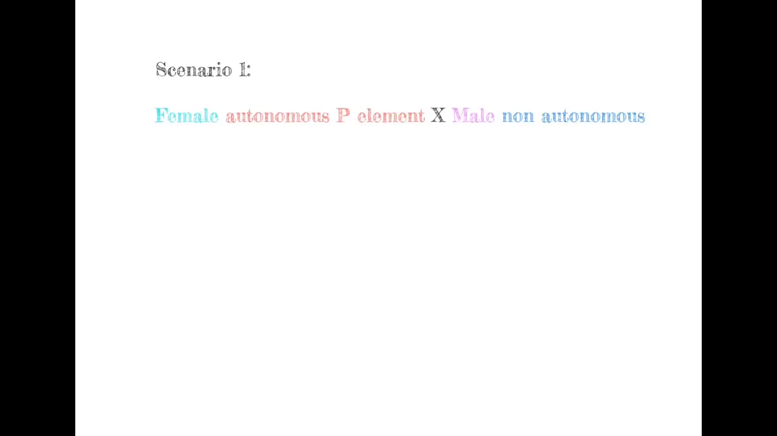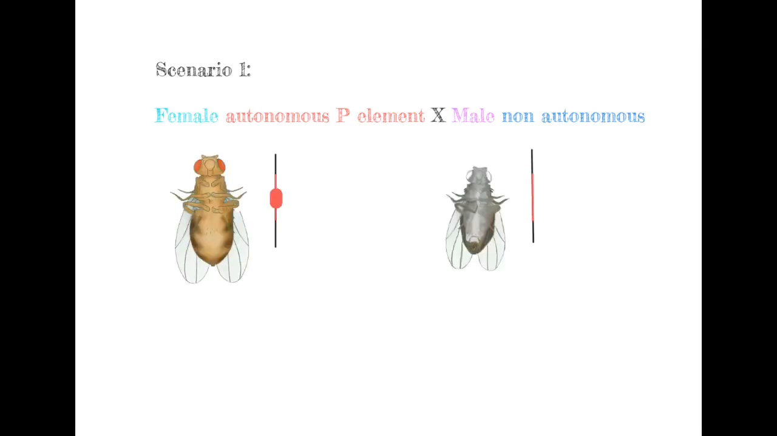Now that we have finished our review, let's go over a couple scenarios to see when and where hybrid dysgenesis will occur. In our first scenario, we are going to place an autonomous P element into our female line, and then we're going to put a non-autonomous P element into our male line. So you can see here that in the autonomous P element, there is transposase. So in theory, it should jump around, right?